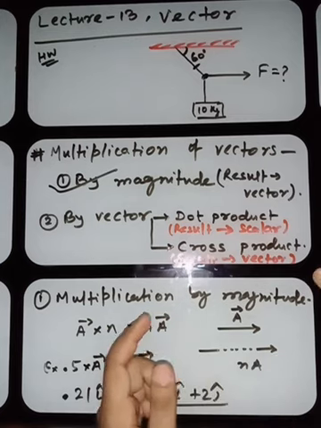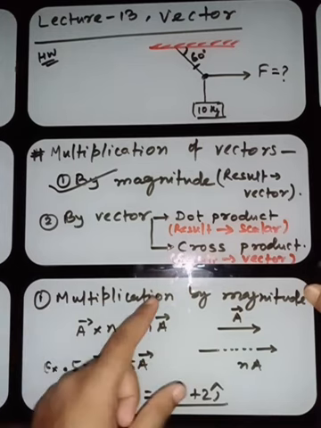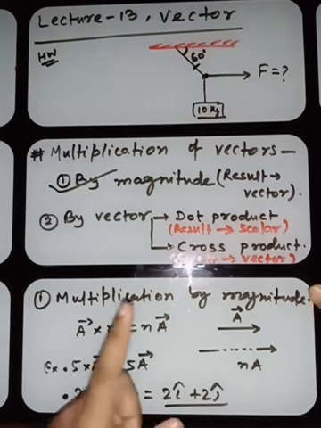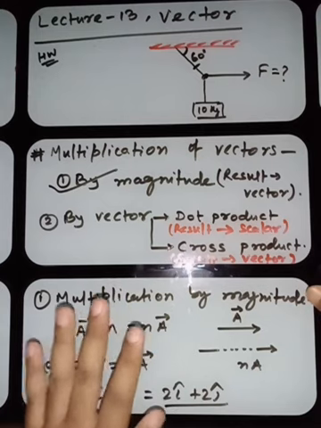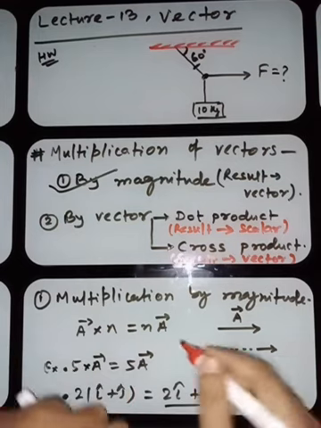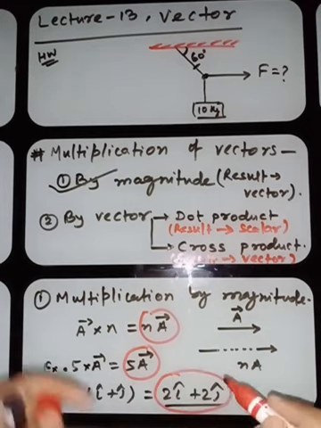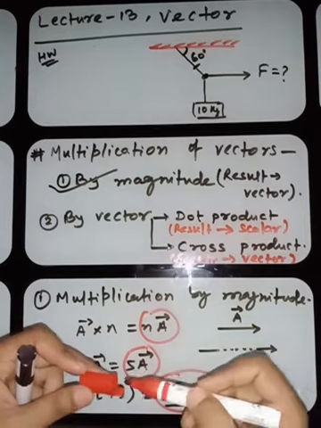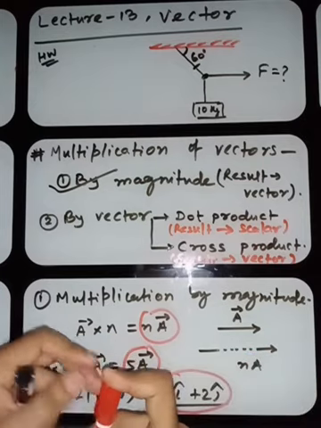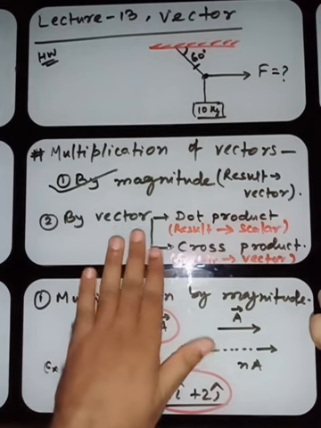If you multiply a vector by some magnitude or some number, you will always get a vector quantity as the result. This one is a vector quantity, 5 times vector a is also a vector quantity, and this one is also a vector quantity, my dear students. In the next lecture we will start the multiplication of a vector by a vector, that is the cross product and dot product.